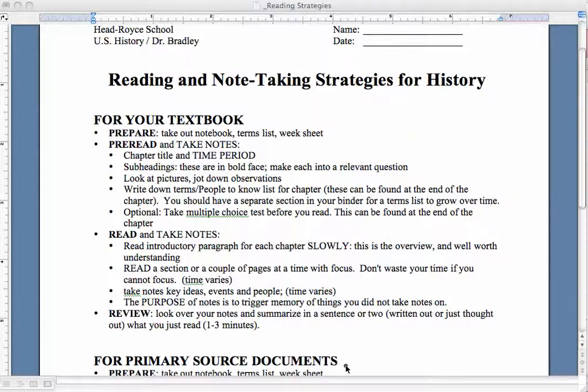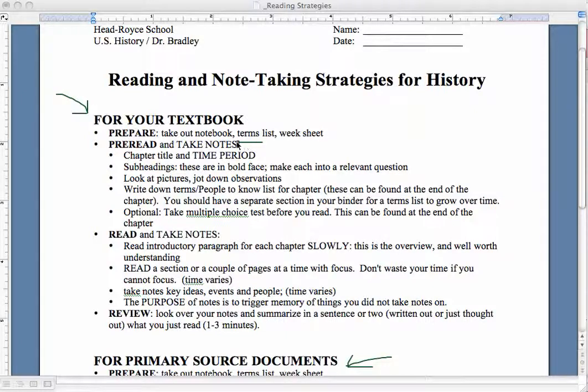Since we've already covered primary source documents earlier in class, I'm going to focus today on reading strategies for using your textbook. Like for primary source documents, the strategies are divided into prepare, pre-read, read, and review. And preparing is fairly basic. You take out your notebook, your terms list, and your week sheet.